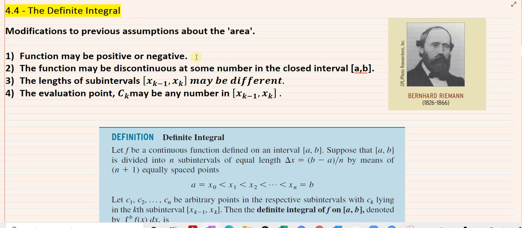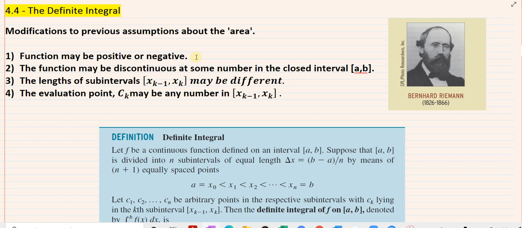The third requirement was that the length of the subintervals, the kth subinterval, x sub k minus 1 to x sub k, may be different now. Before we required equal length, actually equal width, if you will, of the subintervals. We no longer have to have that. They can be different. And finally, the evaluation points, c sub k, that we used before, it was either the left endpoint, the right endpoint, or the midpoint of the interval. Well, we're going to relax that also. It turns out that it could be any evaluation point inside of that subinterval.